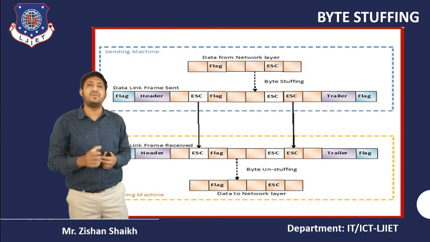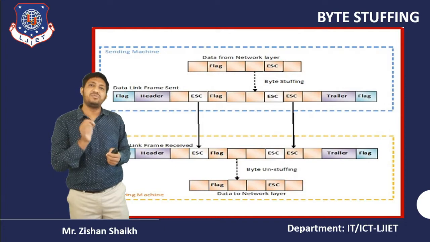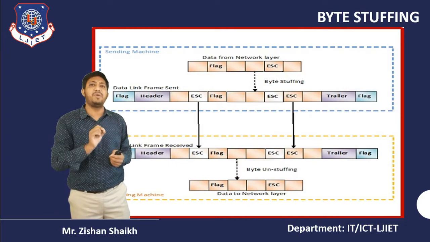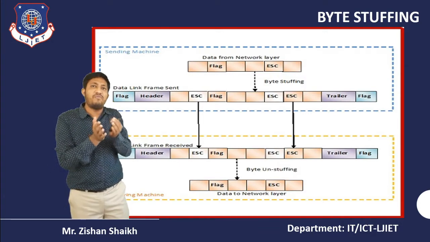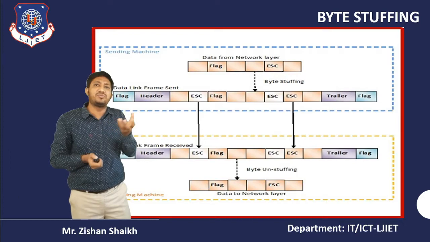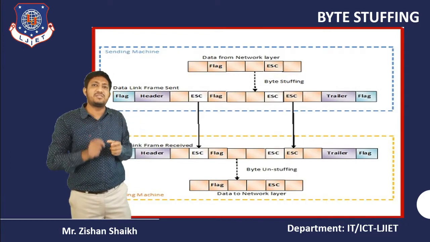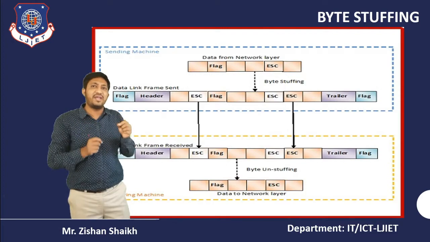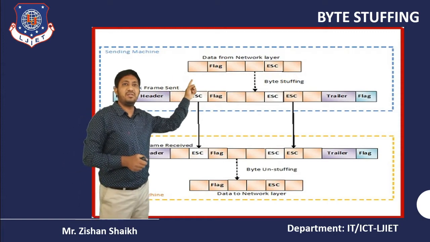For that we are using the escape byte. In bit stuffing we use only a single bit because it is a bit oriented protocol. But when we are using byte stuffing, a bunch of data is going on in the sequence of characters. So for removing this unnecessary confusion, we are using the escape byte. So let's understand this example.